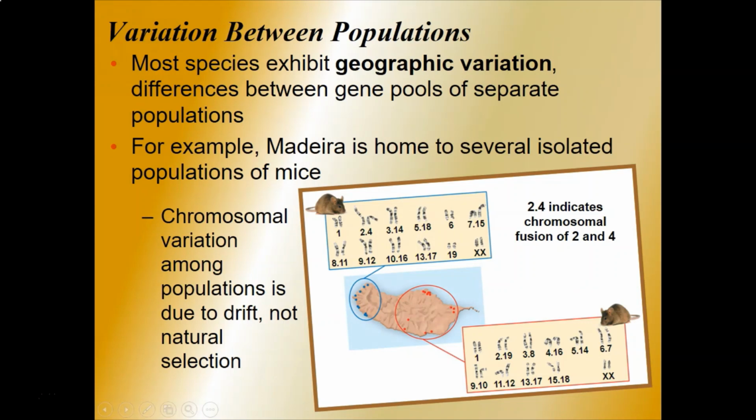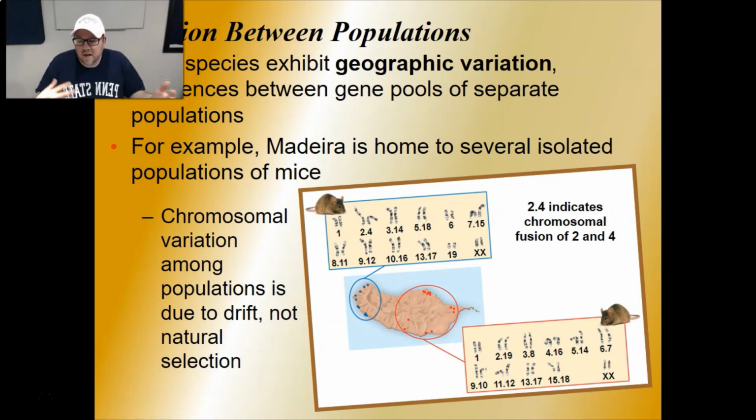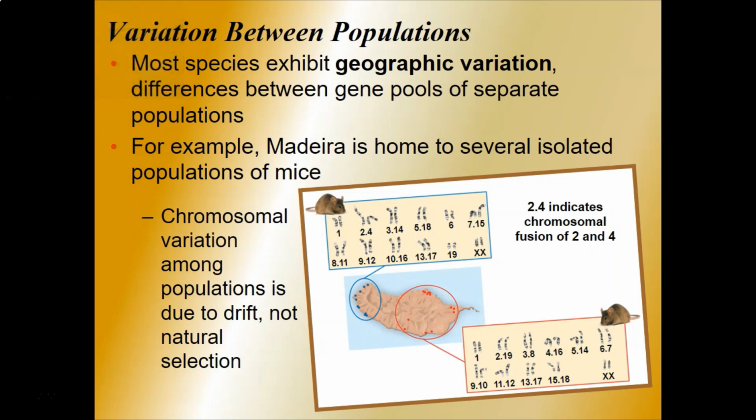Okay, so there is variation between populations, of course. I'll just tell you, humans are a little tougher with this, right? Because we travel all over the planet and we mix it up nicely. So it's a little tougher to see with humans anymore, but most species exhibit some sort of geographic variation, as do humans, of course. For example, you have this little island off of Portugal, I believe it's Madeira, and it has these mice on there. And as you can see, their chromosomal variation is due to drift, not natural selection. And what that means is that these mice populations here, same species, are different from each other.